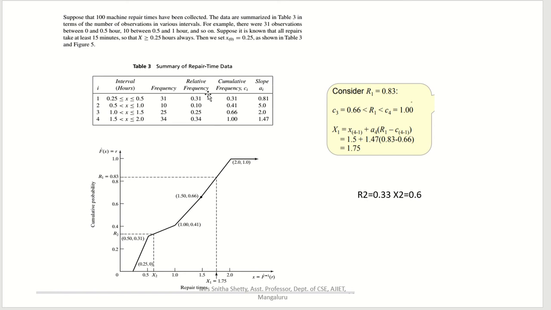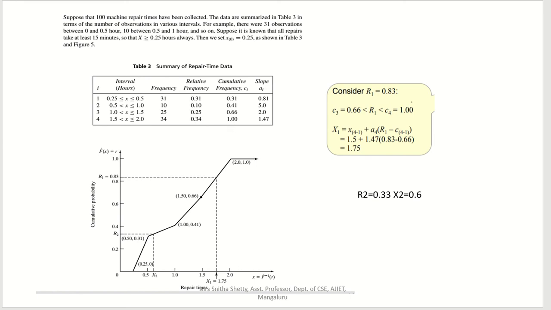Okay, next, what is the relative frequency? Divided by 100. So when you divide, you will get 0.31, 0.10, 0.25, 0.34. Okay, so cumulative frequency means you are adding: 0.31, 0.41. When you add 0.31, 0.10, 0.25, you will get 0.66, right? So when you add 0.66 plus 0.34, you will get 1.0.